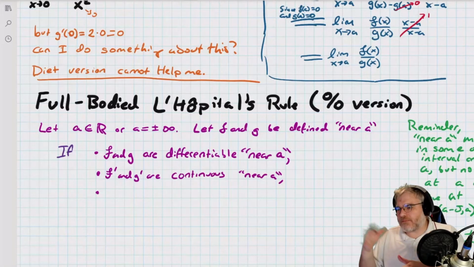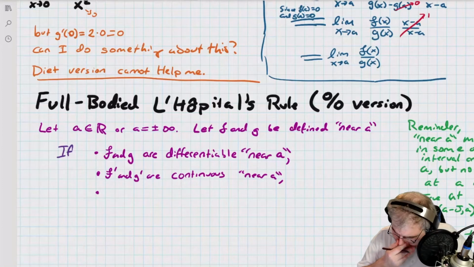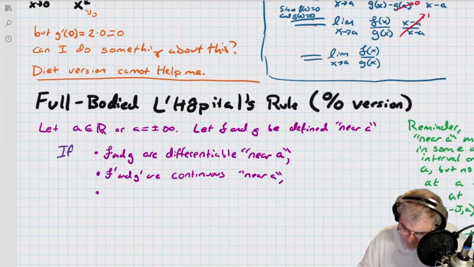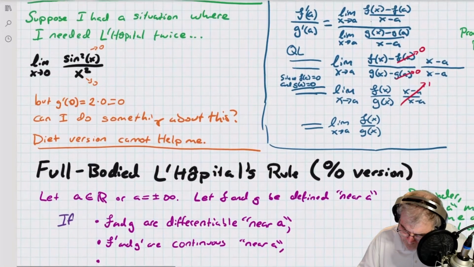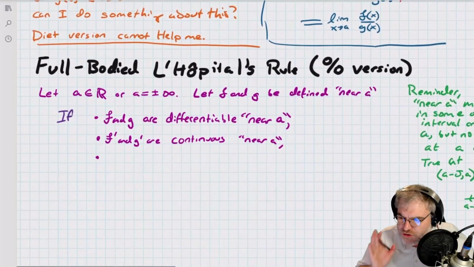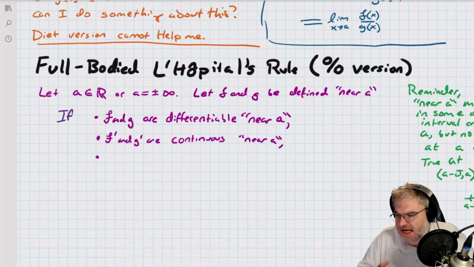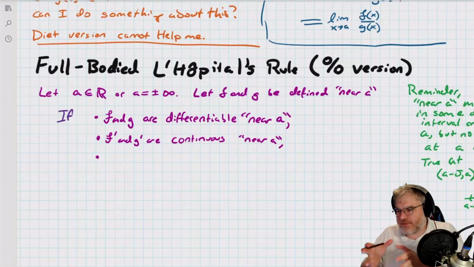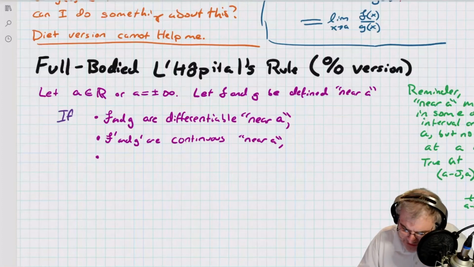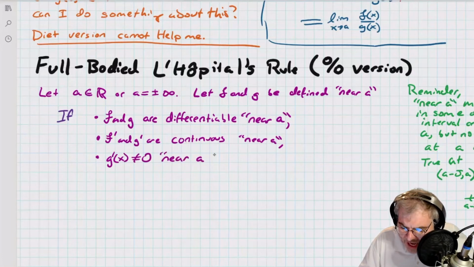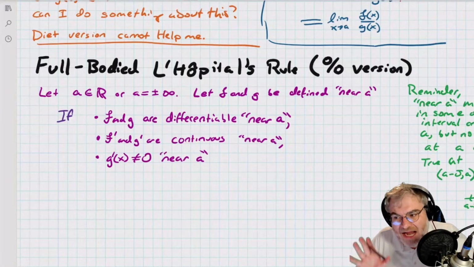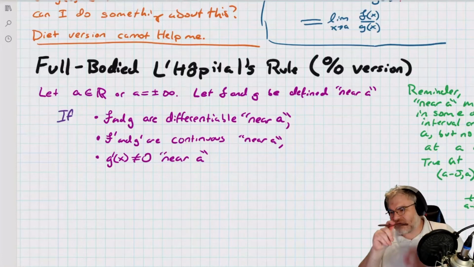So I can't have any jumps in my derivative. What else do I need? Those are the big two things. And then I need G not to be a constant function. So it can't be 0 everywhere near A. Matter of fact, I need G prime of X not equal to 0 near A. But I'm okay at A. G prime of X can be 0 at A. I just can't have something that's flat.